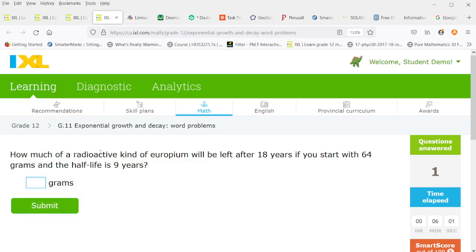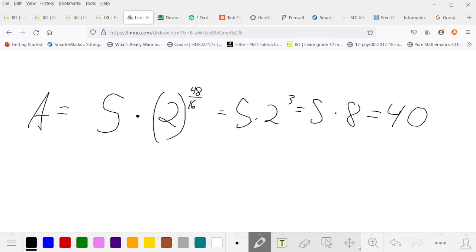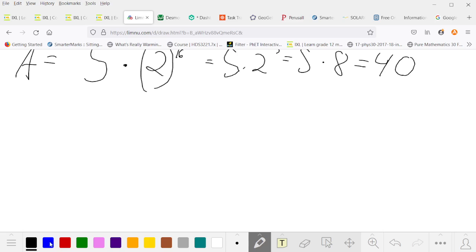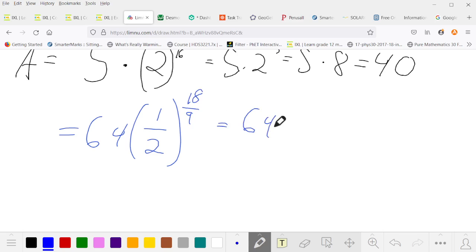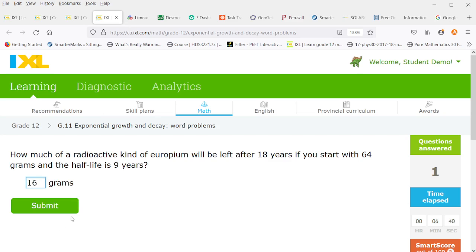Now, how much of a radioactive kind of europium will be left after 18 years, if you start with 64 grams and the half-life is 9 years? So we'll use the same sort of pattern. We start with 64 grams. The half-life is when we have half the material left. We have 18 years elapsed, and the half-life is 9 years. So this is 64 times 1/2 squared, and 64 over 4 is 16. So we will have approximately 16 grams of europium left.